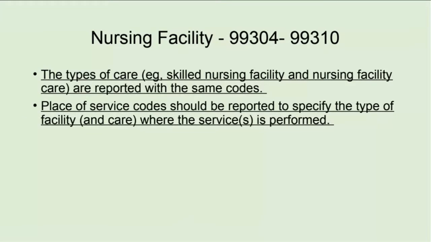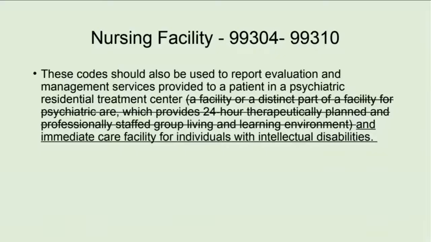For example, 31 indicates skilled nursing facility. Place of service 32 indicates nursing facilities. These codes are listed in the front of your CPT book. So this is how you differentiate between the types of service.